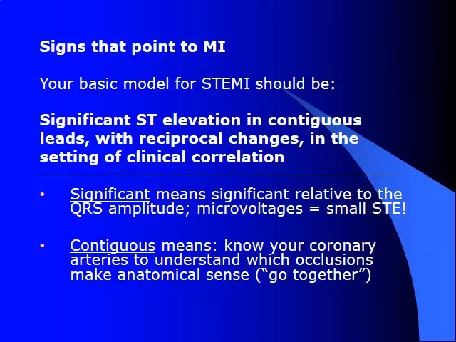Contiguous means you need to know your coronary arteries, understand which occlusions are going to make anatomical sense or go together. We already posted a picture of our leads and what they're looking at, what coronary arteries they're looking at, so review that if you need to.